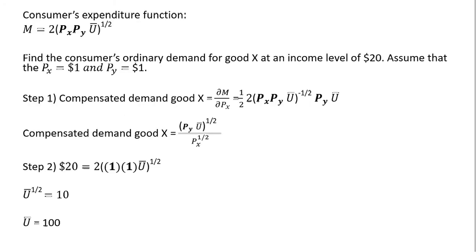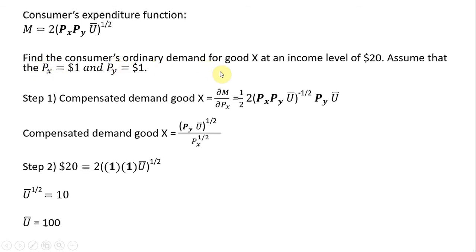All right, in this video we're going to look at the consumer's expenditure function and get the consumer's compensated and then ordinary demand functions. So here's the setup. Here's the consumer's expenditure function: price of good X, price of good Y for a given level of utility, U bar.